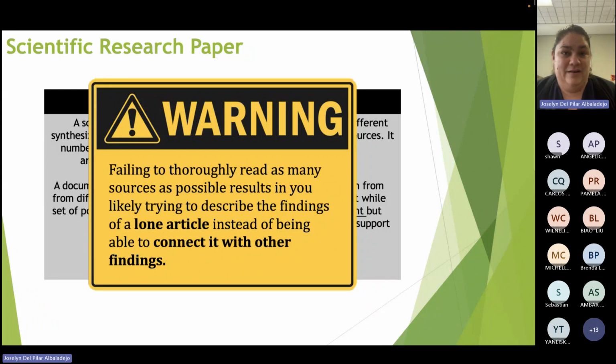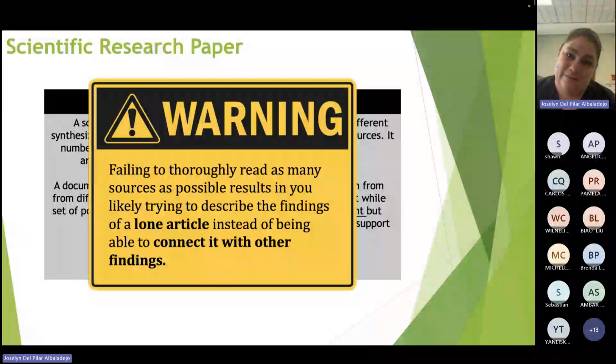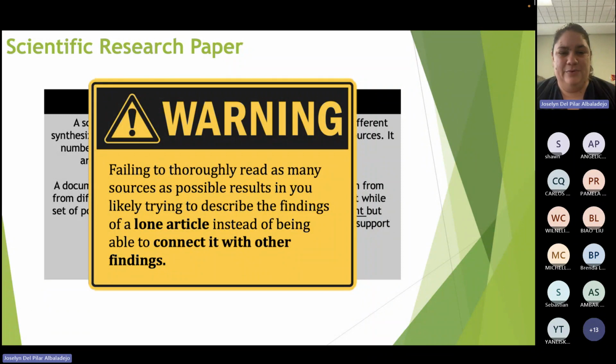Now, when you don't read enough references, you might be missing a paper that did something similar to what you did, or something that could be useful to you, or they already did what you're proposing to do, right? So it's very important that we read enough of the literature so that we don't end up with a long article, but an article that's connected to other findings and scientific knowledge.